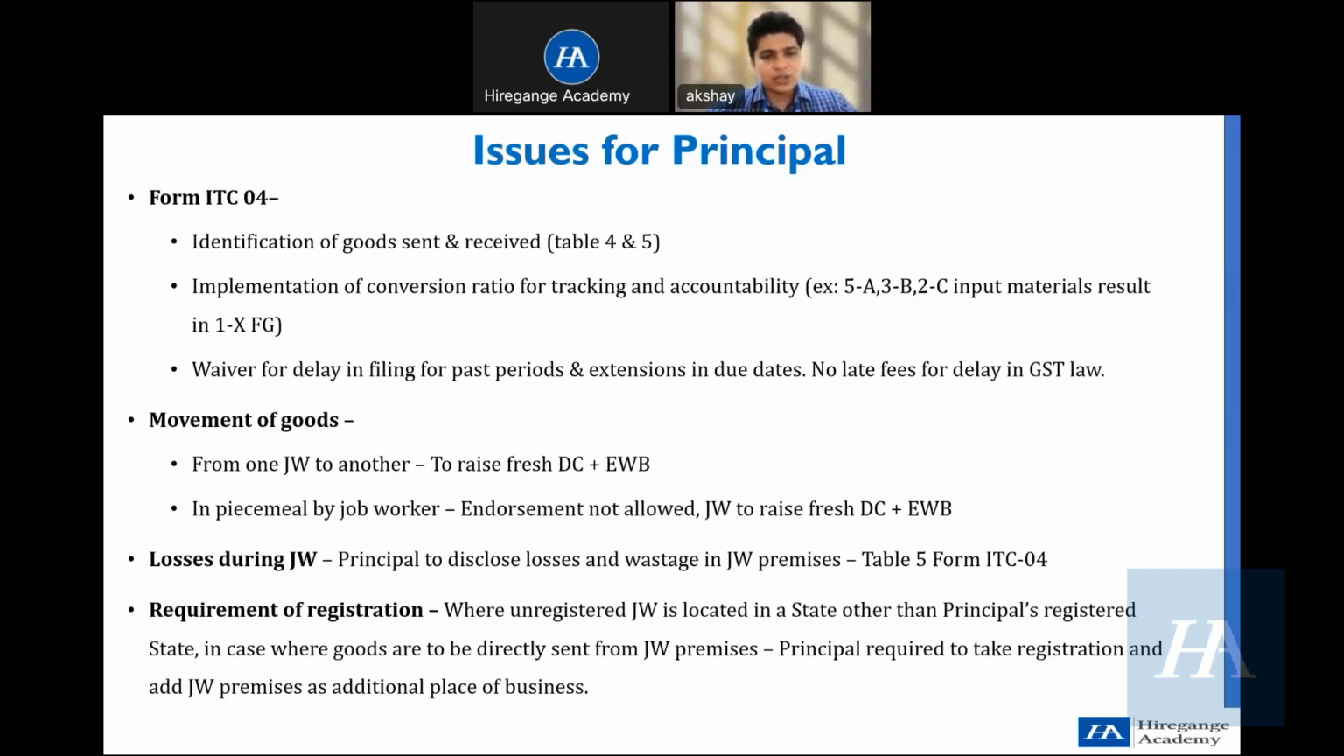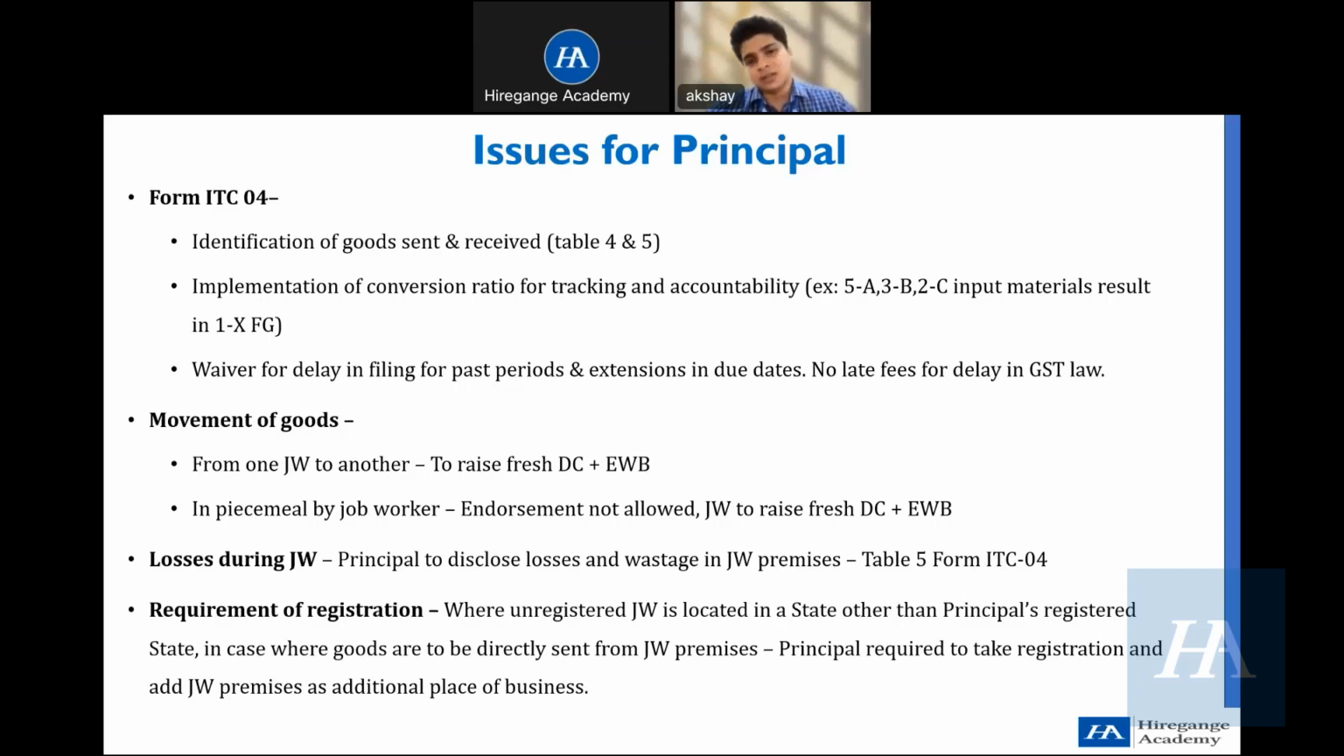Movement of goods from one job worker to another. So here this is possible, but a fresh DC plus EWA bill must be raised because of the simple fact that an EWA bill cannot be replicated with the same DC reference. So it has to be a fresh DC plus EWA bill.